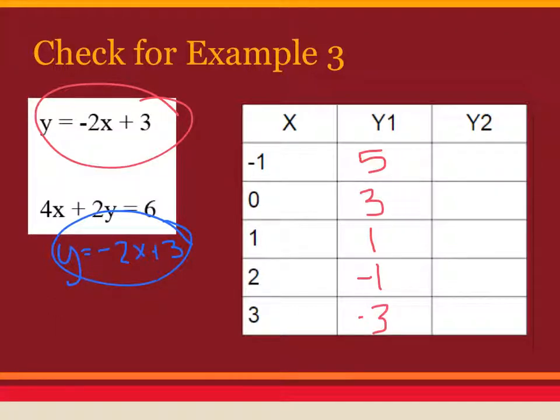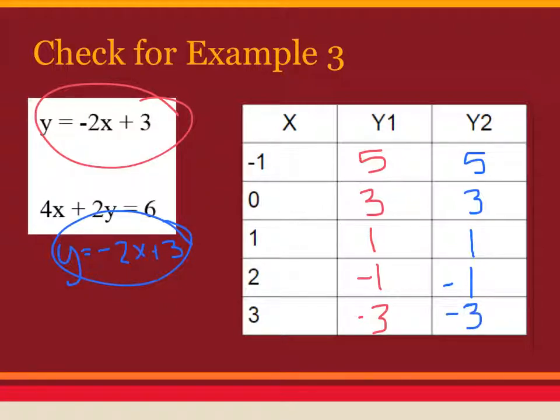When we look at y2, our second equation, if we plug in negative 1, negative 2 times negative 1 is positive 2, and 2 plus 3 is 5. Then we plug in 0. Negative 2 times 0 plus 3 is 3. That was the y-intercept. If we plug in 1, we would get out a positive 1. If we plug in 2, negative 2 times 2 is negative 4, and negative 4 plus 3 is negative 1. I apologize, that one should be a negative 1. And the very last one, when we plug in 3, negative 2 times 3 is negative 6, and negative 6 plus 3 is negative 3.